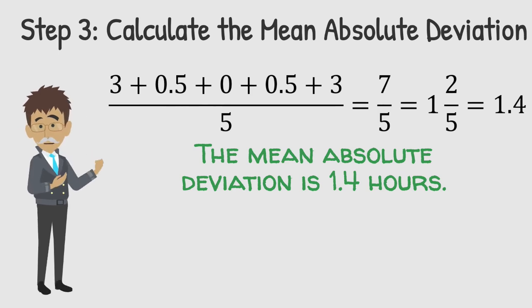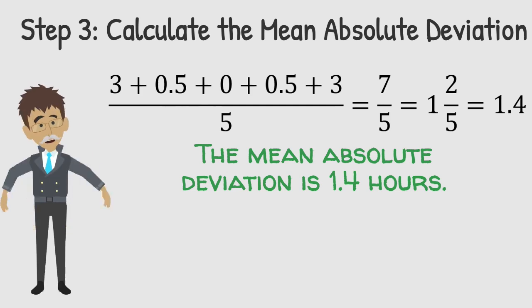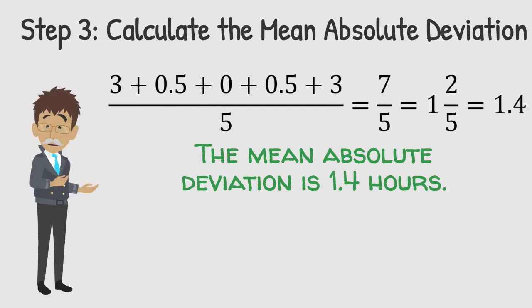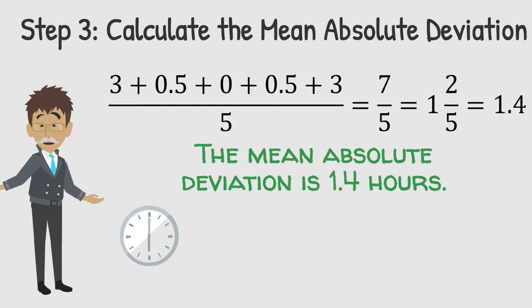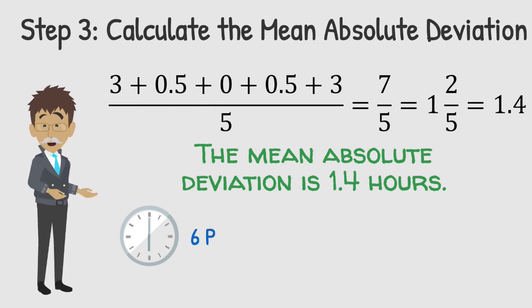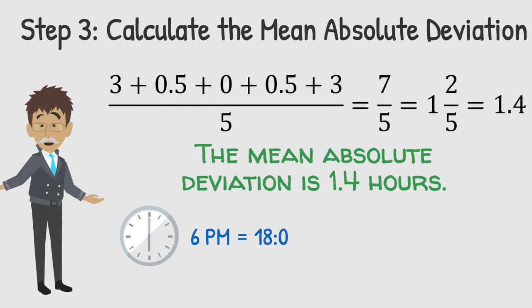The MAD in this case is relatively small. It shows some deviation, but nothing extreme like one cat eating in the morning. As a side note, sometimes it is helpful to convert times into 24-hour time. For example, 6 p.m. is the same as 1800.